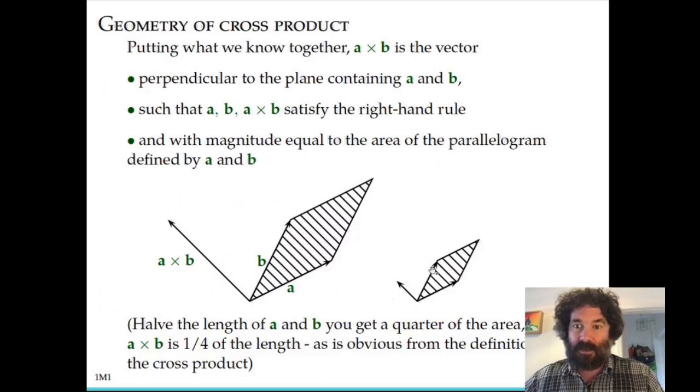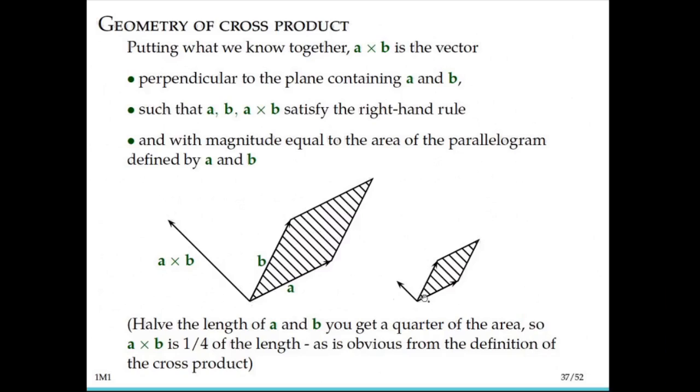So one little observation here is that if we multiply each of A and B by a half, so decrease their length by a half, then the area of this parallelogram would decrease by 1/4. So you multiply the area by 1/4, and therefore the length of A cross B would also multiply by 1/4. And this makes sense, of course, if you multiplied A by 1/2 and B by 1/2, you could factor both those 1/2s out, and you would get 1/4 times A cross B.